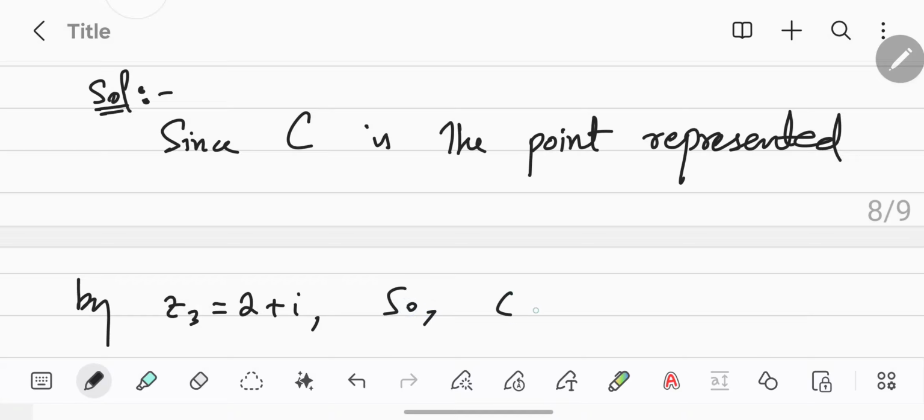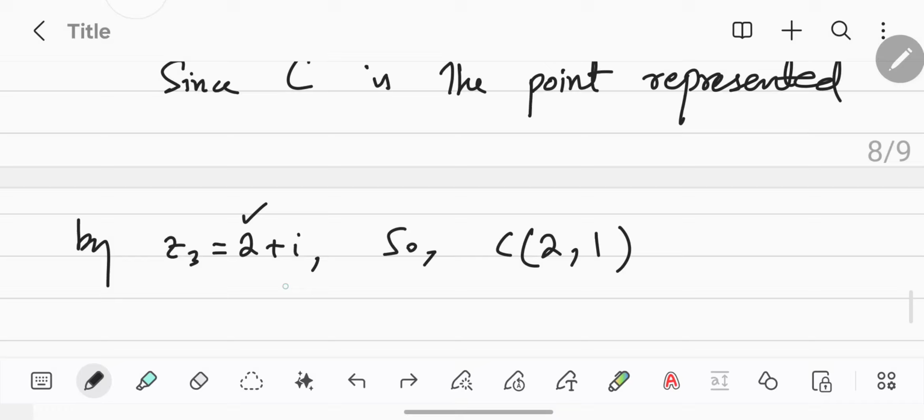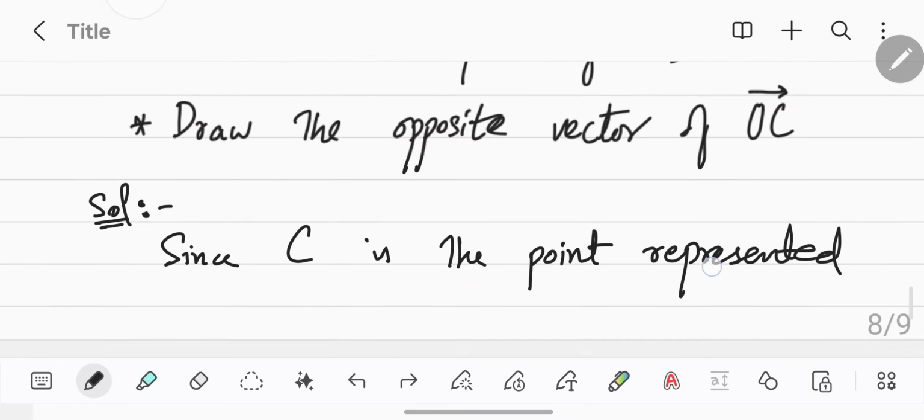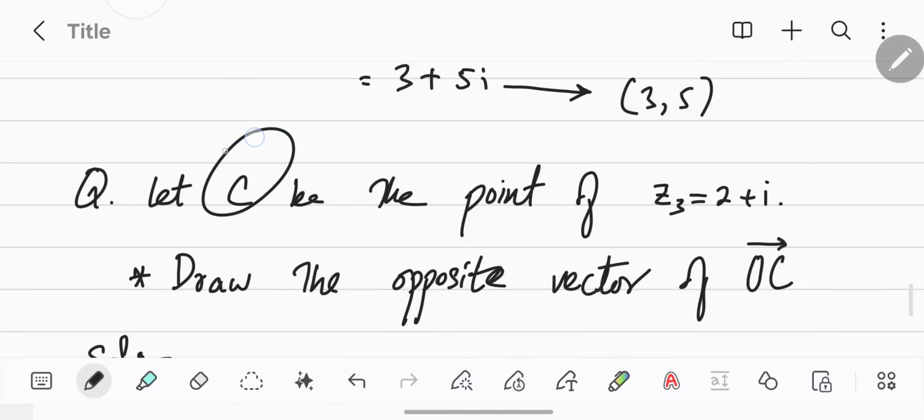So we can call C is equal to, what are the components? The first component is 2, and the second component, what is the coefficient of iota here? It is 1. If there is no coefficient, that means it is 1. If this term was not here, that means the coefficient was 0. But since this iota is here, there is no coefficient, so we will say it is 1. So we have found the point C.